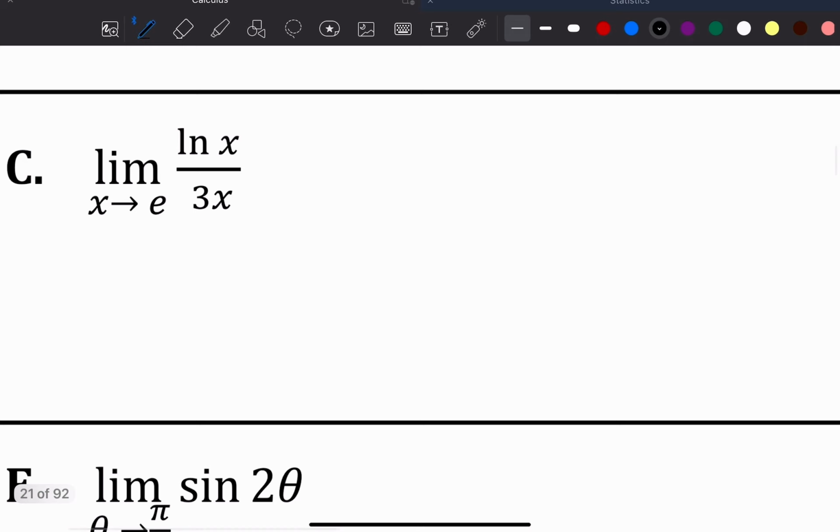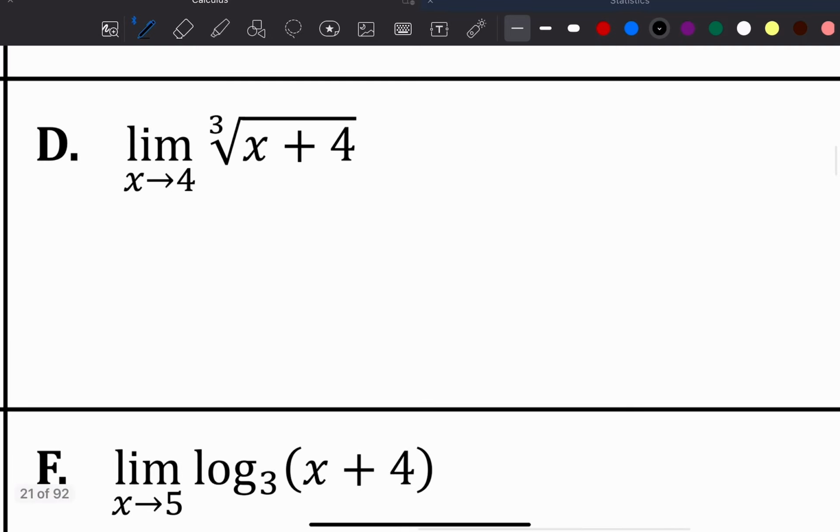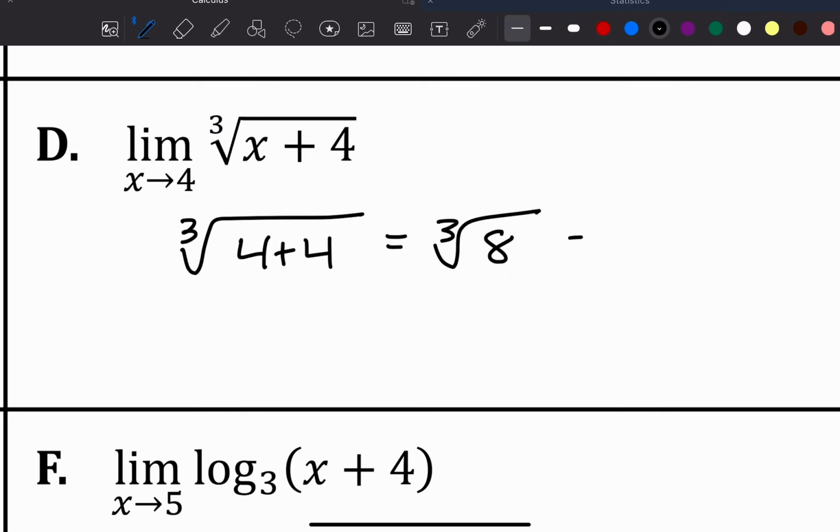C, I plug in e for x, so I have the natural log of e over 3e. Natural log and e are inverses of each other, which means they cancel each other out. So natural log of e goes to 1, so it's 1 over 3e, and that is my answer. Okay, for d, I'm going to plug in 4. So I have the cube root of 4 plus 4, which gives me the cube root of 8, which is 2.